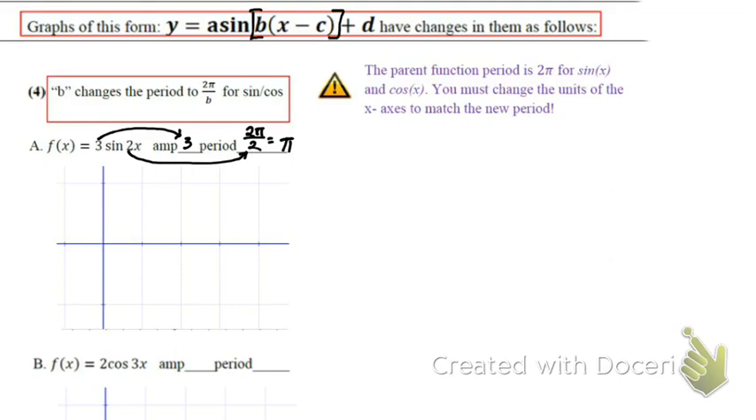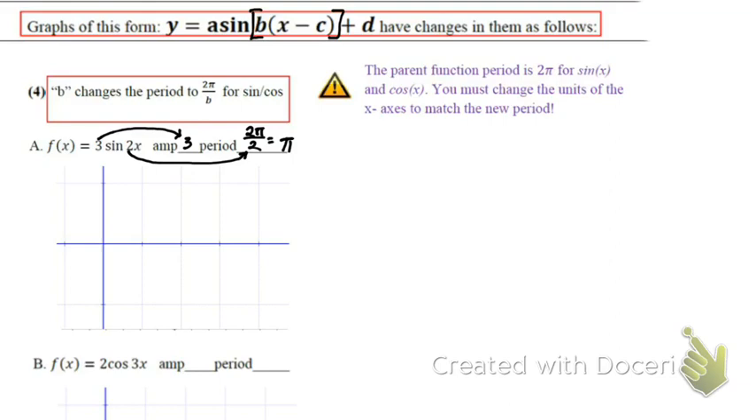It's kind of like when you have a graph, you change the scale depending on where you're zoomed in on. You're not going to count by ones if you need to get up to 1,000. You're going to count by hundreds or something like that. So when we're doing this, we're going to change this scale depending on the given period. And that's what this says up here. You must change the units of your x-axis to match the new period. It's going to make your life a lot easier.